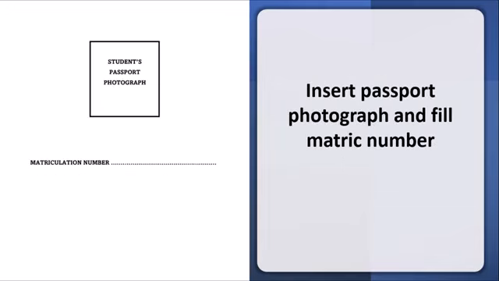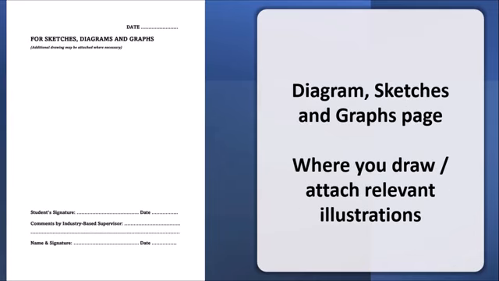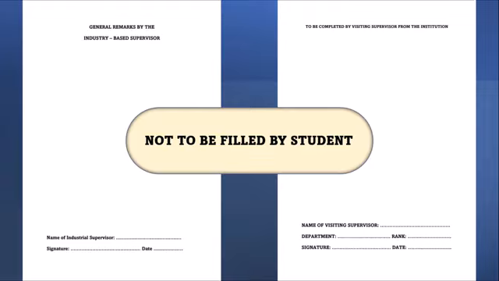Thirdly, we have what I can call the identity page, which is where you fill in your passport and your matric number. Then we have the main part of the Siwes report itself, which is the weekly progress sheet, where you describe the work you do on a day-to-day basis. Then you have the diagram, sketches, and graph pages. These pages are where you draw and attach relevant illustrations in your logbook.